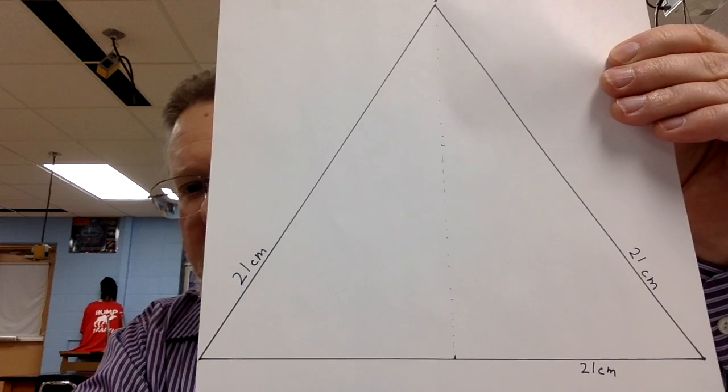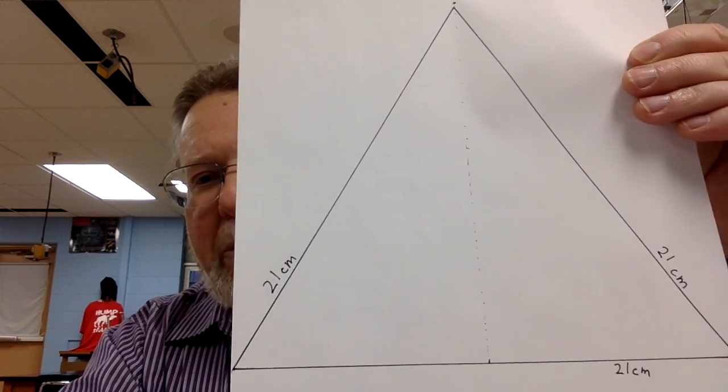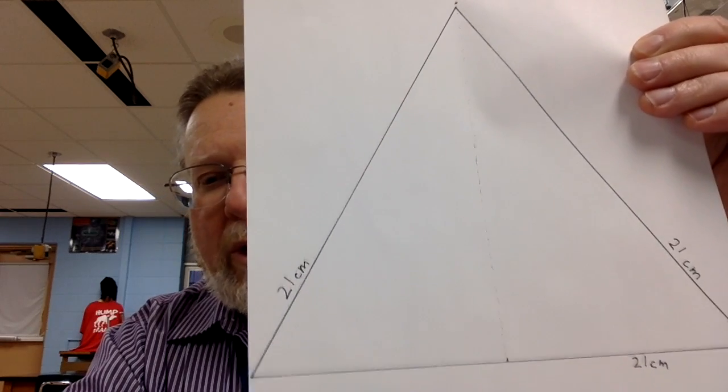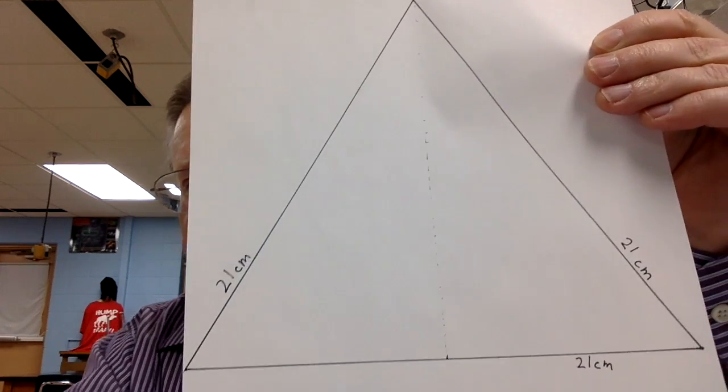So, first thing that we're going to do today is make sure we have our ruler ready, and we are going to draw a triangle on the paper that has 21 centimeter sides. So here is my triangle with 21 centimeter sides.